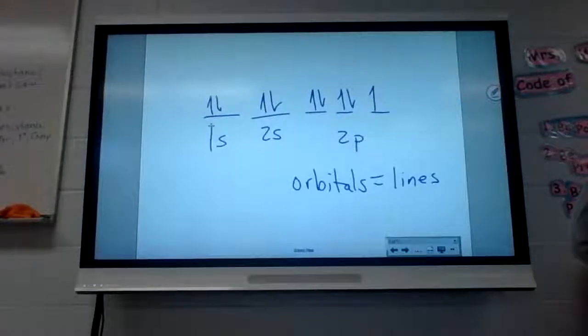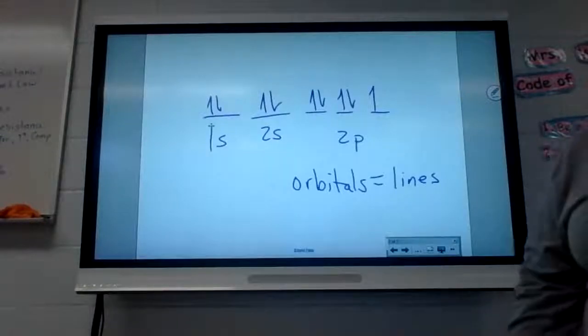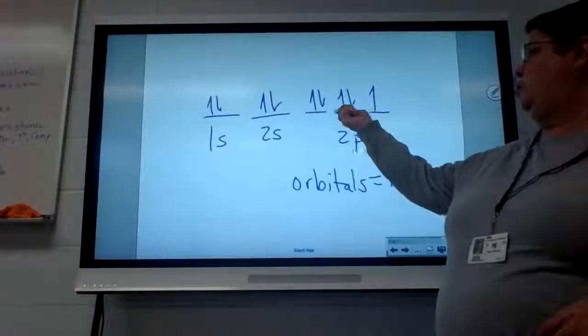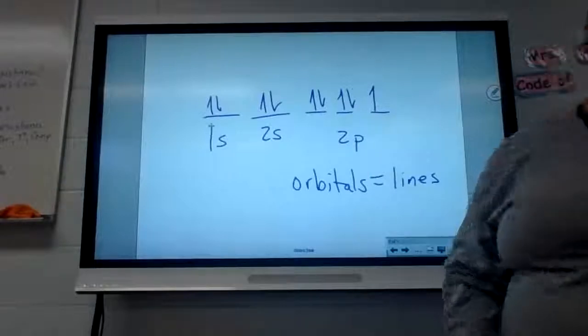All right, and the number of unpaired electrons in arsenic is 3. Since we're getting close to the end of class, you draw these and look for the ones that only have 1, and there'd be 3.